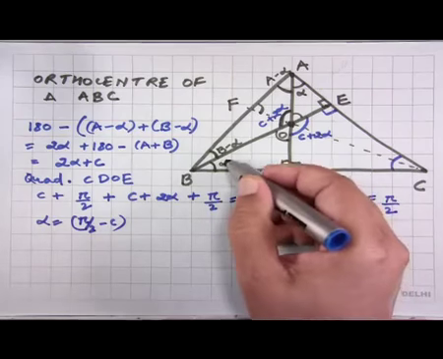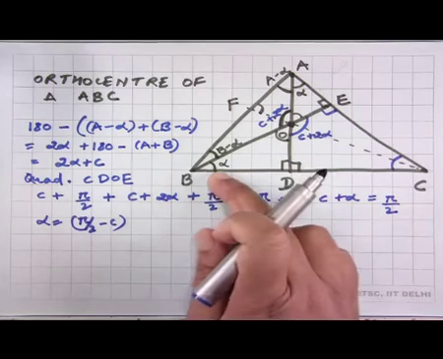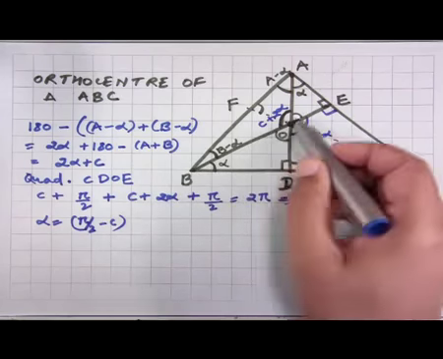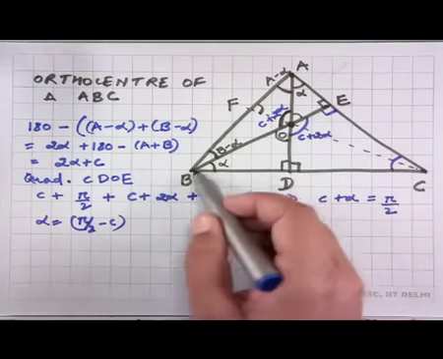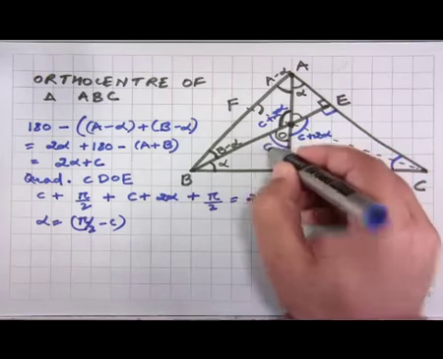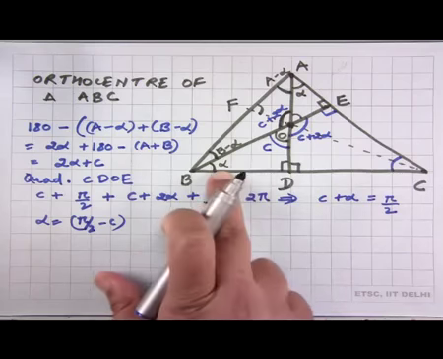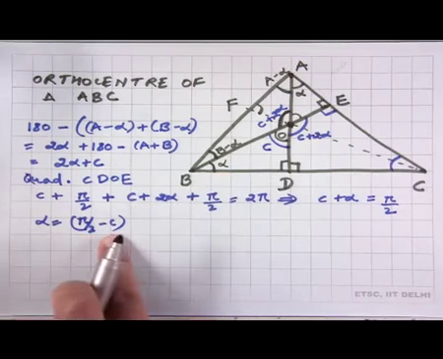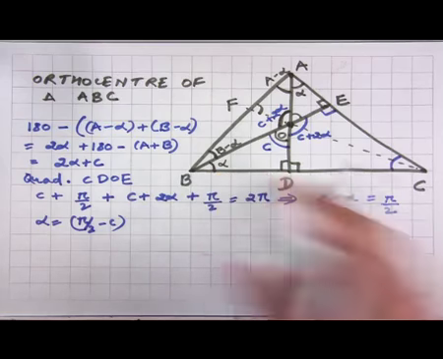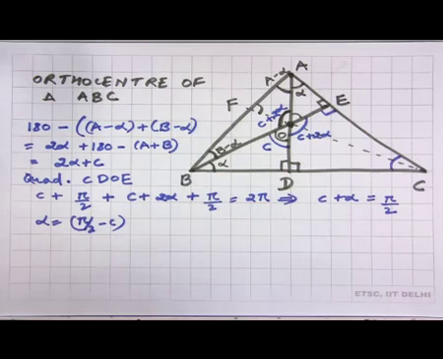So, this angle alpha is pi by 2 minus C, but this triangle BOD is a right angle triangle, and therefore this angle must be equal to C, because alpha is pi by 2 minus C. So, C plus pi by 2 minus C plus pi by 2 is equal to pi, which is 180 degrees.